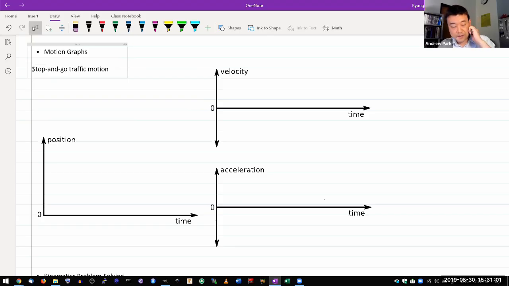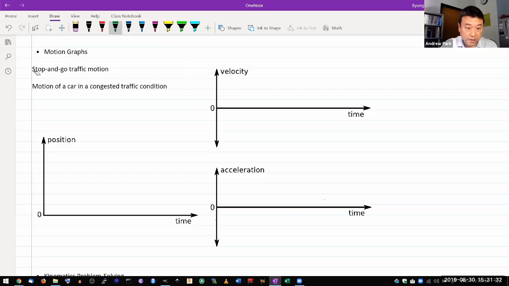That might be something that people see more regularly, like if you're driving in congested city traffic, you are able to move for a bit, then you have to stop, move for a bit, and then stop, move for a bit, and then stop. So I hope that description is clear enough. So, motion of a car in congested traffic conditions. So let me do that. And this is kind of the opposite of the scenario I just drew.